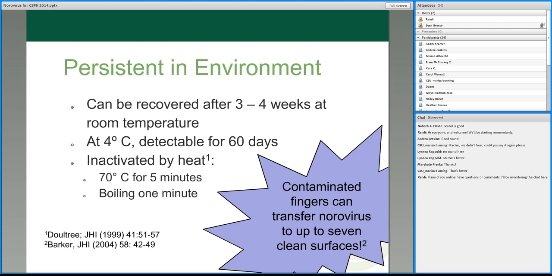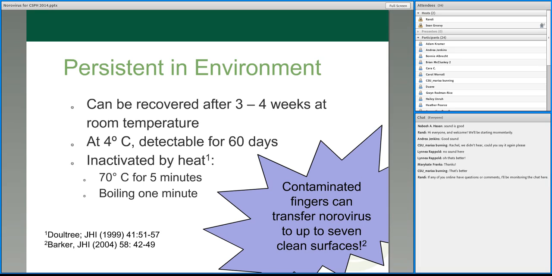So I think the cruise ship example highlights that norovirus is incredibly persistent in the environment. It's been recovered after 3 to 4 weeks at room temperature. At 4 degrees Celsius, it's been detected for up to 60 days. Now, I do need to provide a caveat for that. The way norovirus is tested for is through polymerase chain reaction, or PCR, and so that's looking for the genetic material. So these numbers are telling us that after 3 or 4 weeks, or 60 days at the lower temperature, norovirus genetic material is detected on surfaces. However, we don't know if that's healthy, viable virus that could then infect another person. So the virus is detectable, but it's unclear how risky the presence of that virus would be.